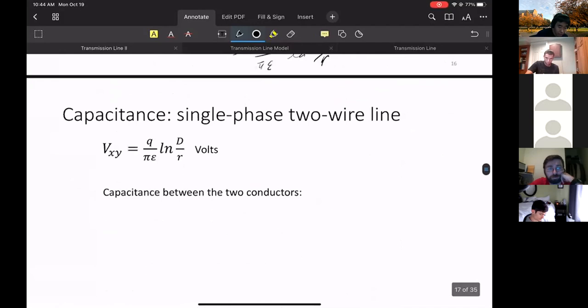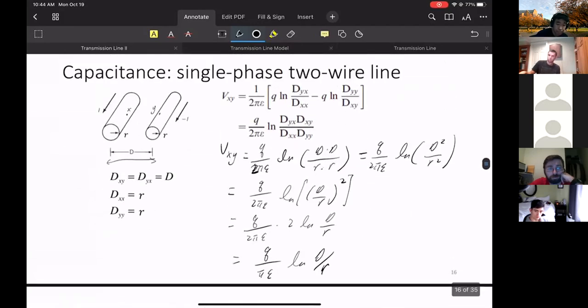Student: Professor, how do you get the things inside the natural log, like the dyx over dxx and the dyy over dxy? Right, so dxy is how far away they are from each other, the distance between x and y, and that's just the distance between the conductors, so that's just d. Student: But how do you get the relationship, why do you plug into the equation and get dyx over dxx? Oh, how to get to this equation?